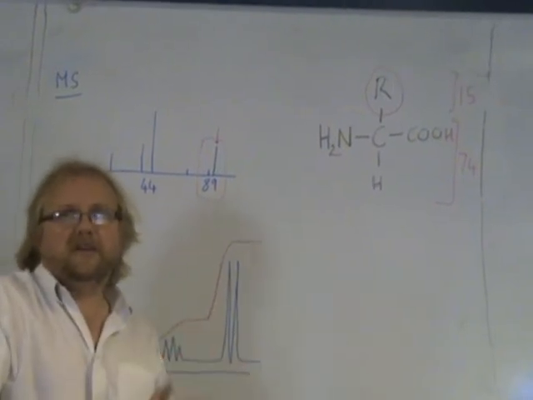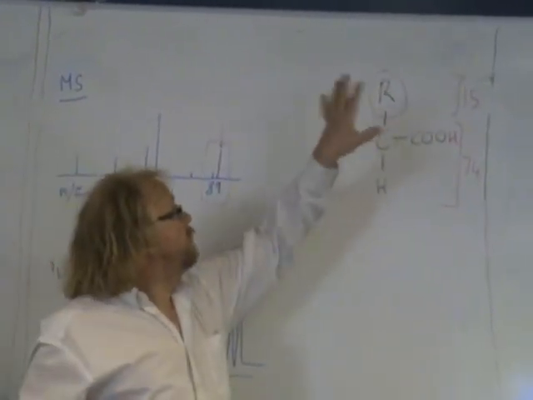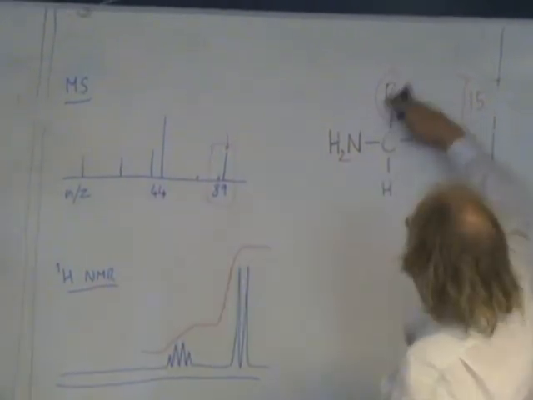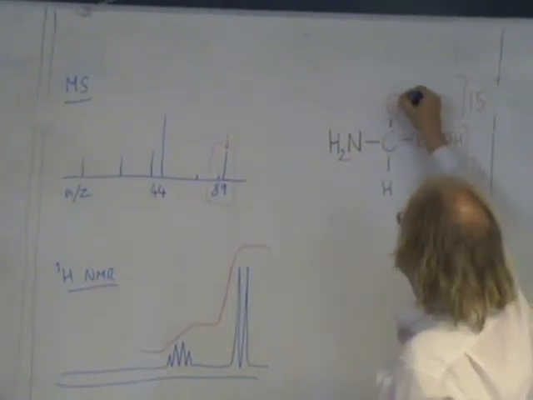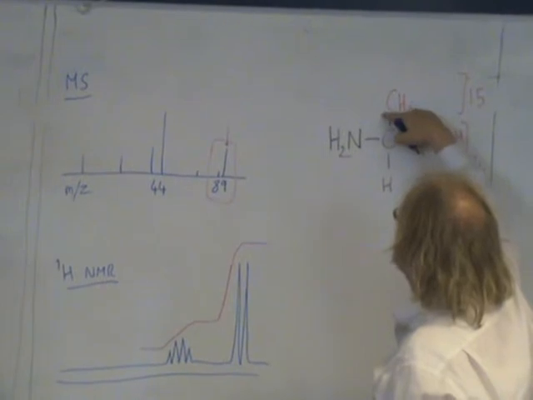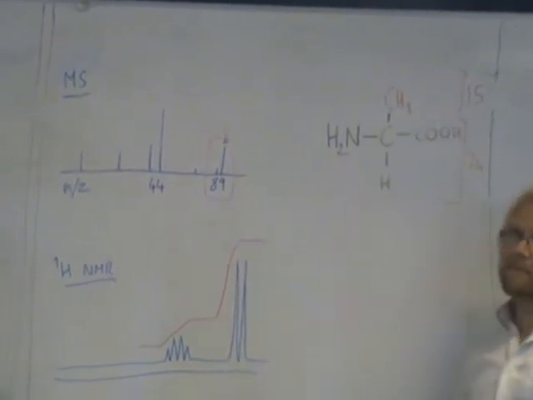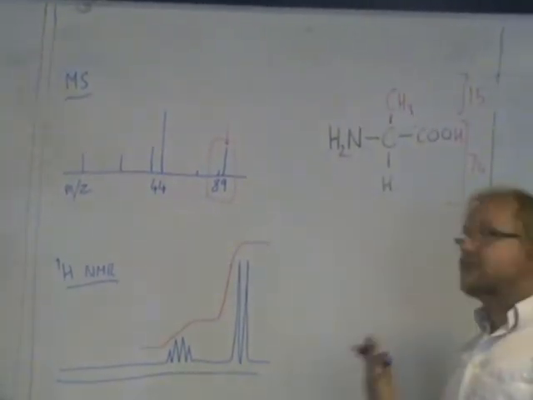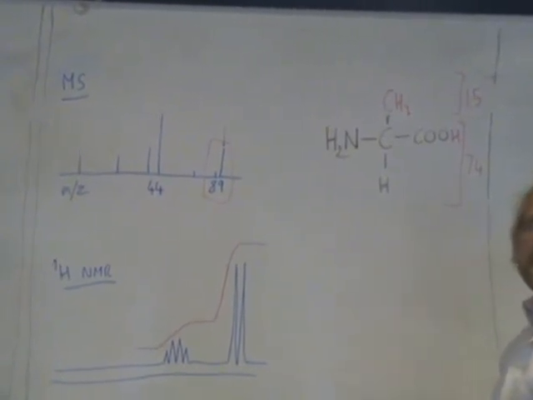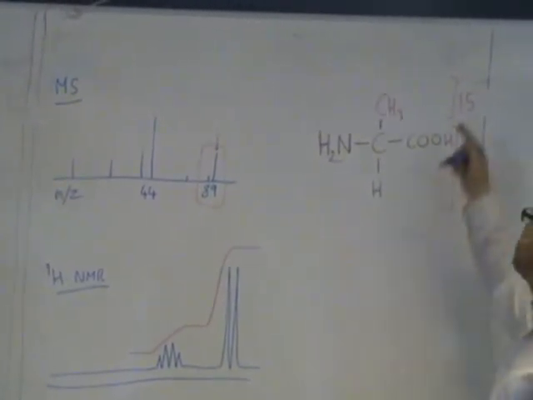So you can be pretty confident that what this amino acid actually is has CH3 as the R group, like that. And all you then have to do is go through the rest of the data and check that that fits. So that's what we'll do now.